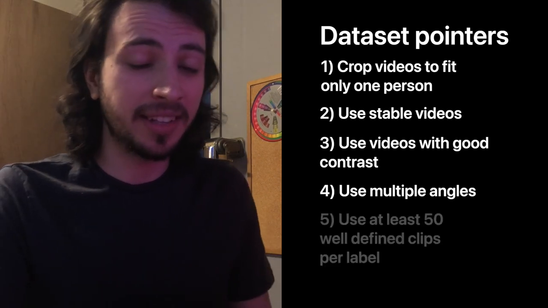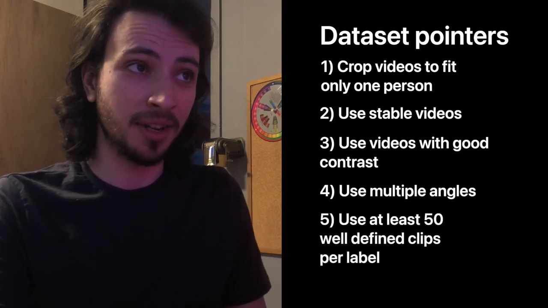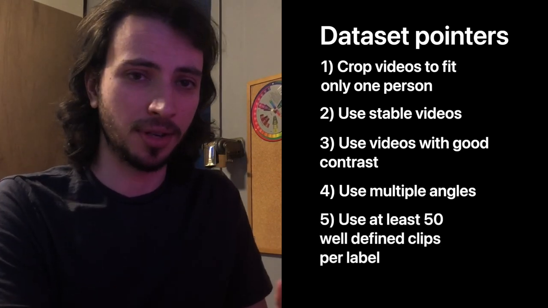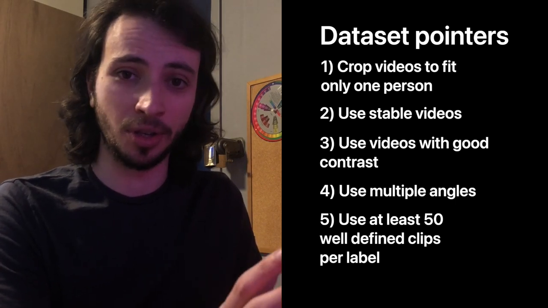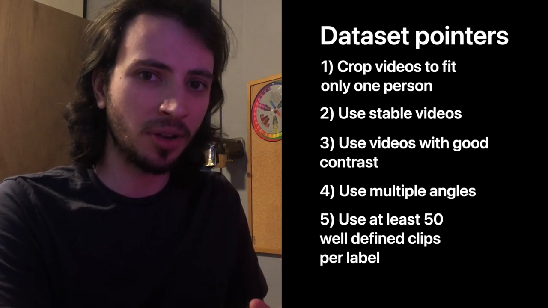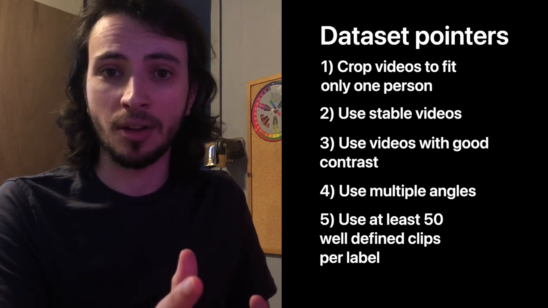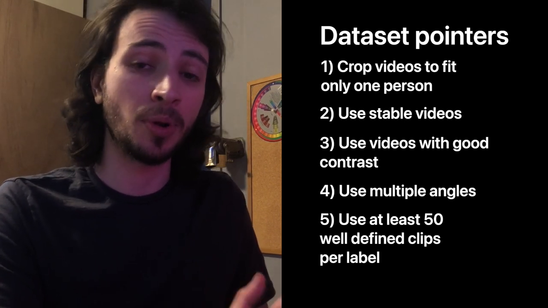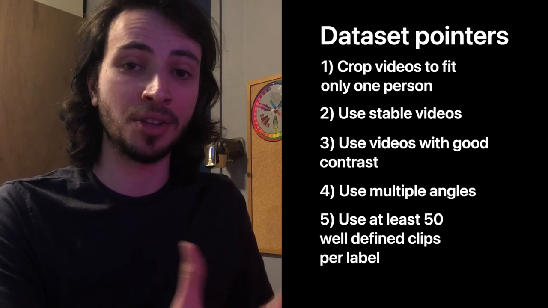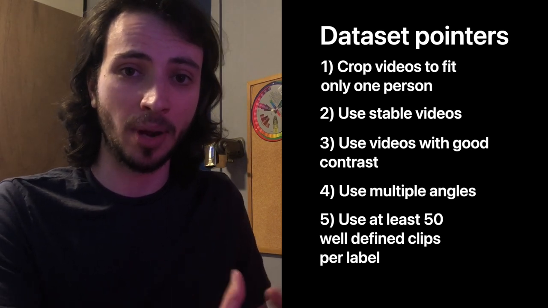And then finally, your classifier is only going to be as good as the data you put in it. So make sure that you're clipping your content and cropping it in the correct way so that it's clearly showing only the action you want it to show, and make sure that there are at least around 50 clips per labeled action so that it has enough data to actually train correctly.